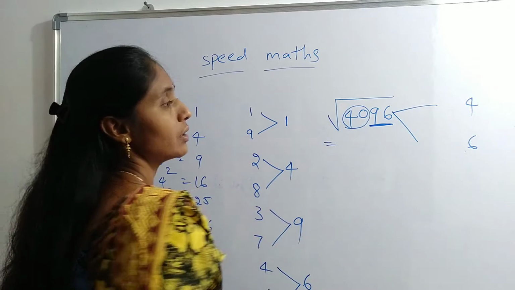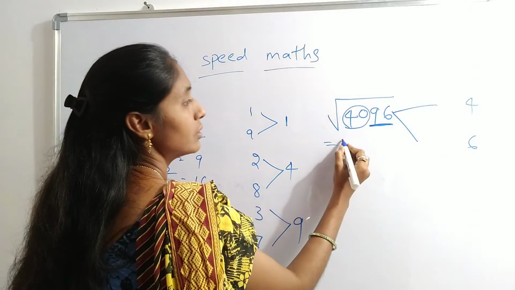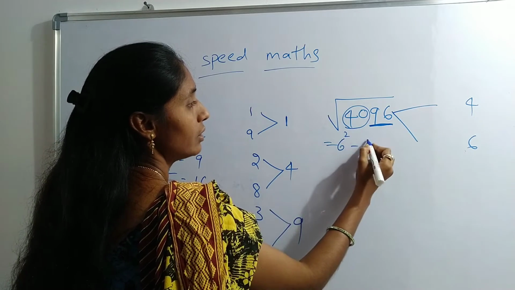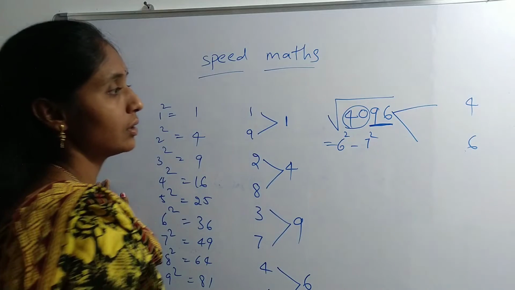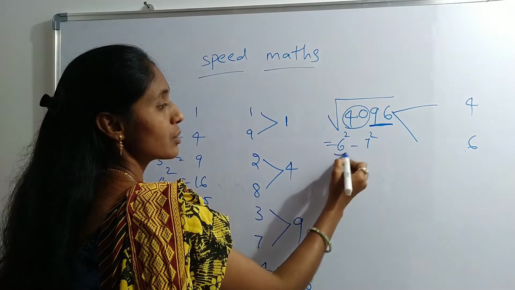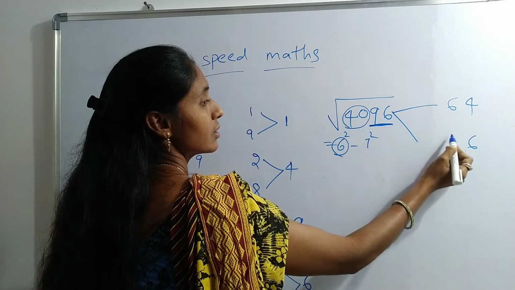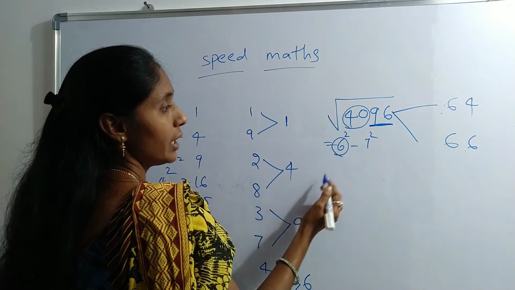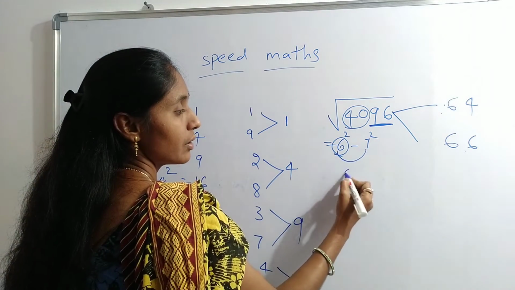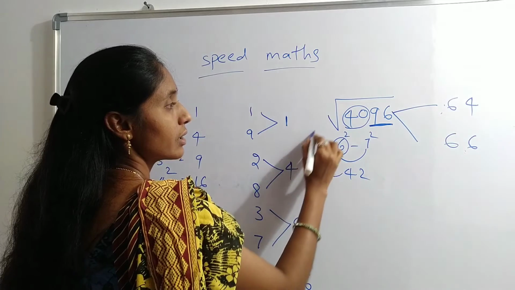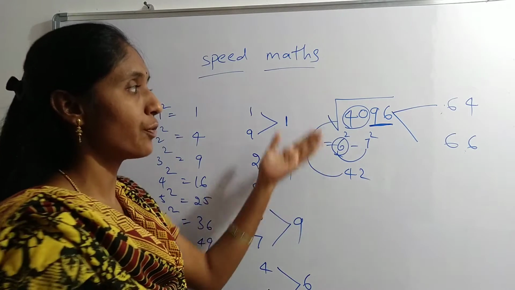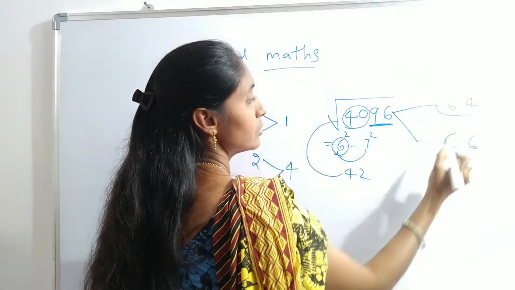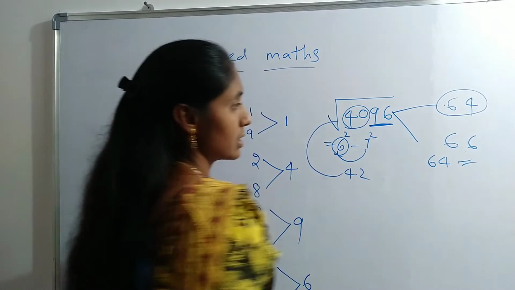Remaining value is 40. 40 is in between 6 square and 7 square. So take the smaller value, 6. Then which one is the correct answer? How can we find it? Let me see. 6 sevens are 42. 42 is greater than 40, otherwise 40 is less than 42. So take the lesser value. 64 is the right answer.